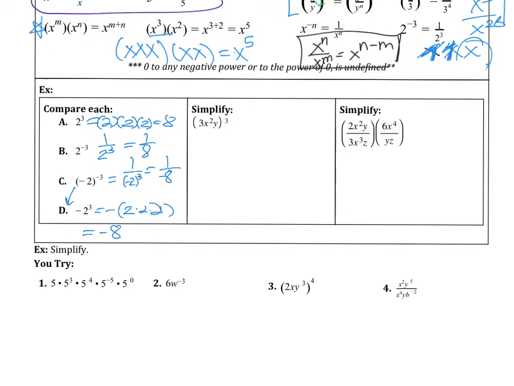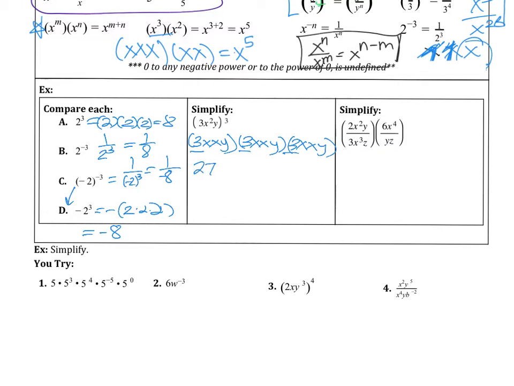So I have 3x squared y all to the power of 3. That means that I have 3 times x times y. And I have that a total of 3 times, because that's what the exponent on the outside is saying. So 3 times x times y, 3 times x times y. Now I'm going to simplify this. If I multiply 3 times 3 times 3, well, 3 times 3 is 9, and 9 times 3 is 27.